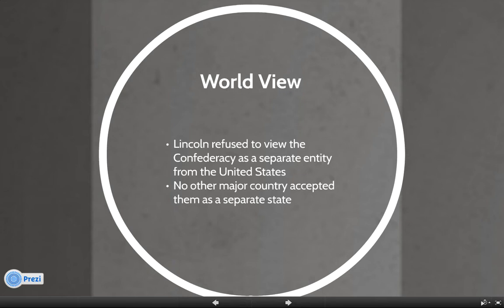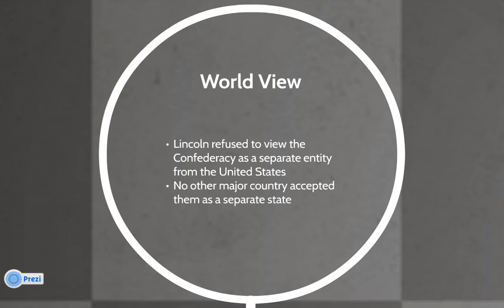After this, Lincoln did not recognize this new Confederacy as a separate entity from the United States, nor did any other major country in the world. They were still all part of one United States of America.